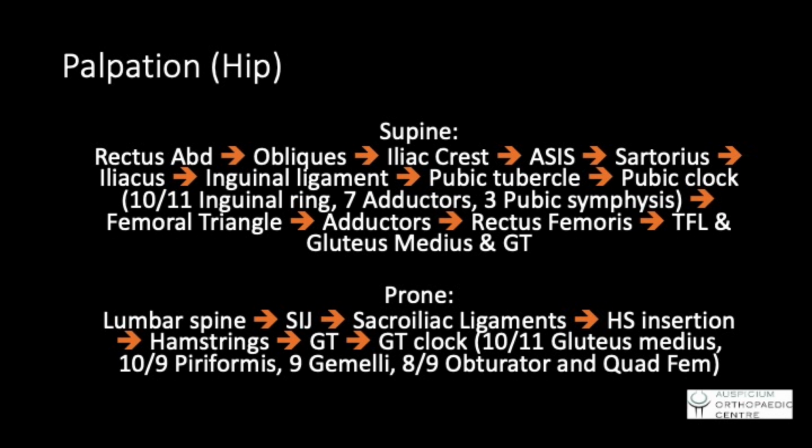Here is a sequence of structures that you may want to palpate when you're undertaking a hip assessment. And in this situation, it might be useful to start with the anterior and then flip the patient over and do a posterior palpation. It's less essential to get it in the same order, but it's more essential to make sure you've covered all the anatomy.